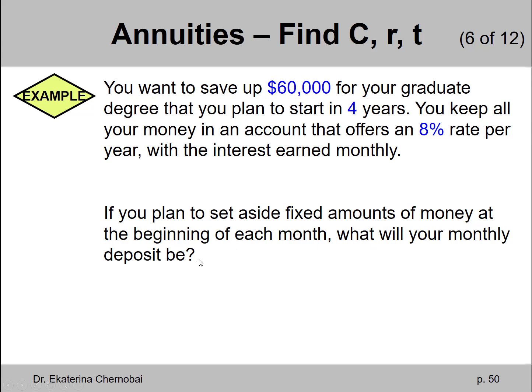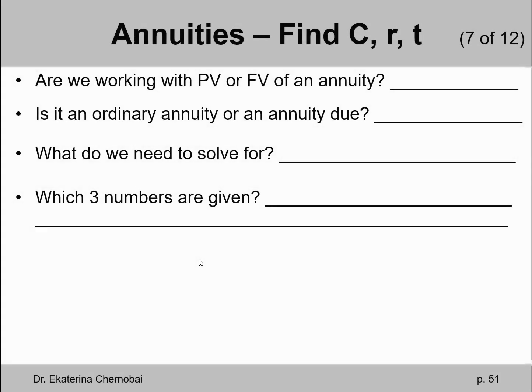So once again, the same 4 questions. Are we working with the present value or the future value of an annuity? Is it an ordinary annuity or an annuity due? What do we need to solve for, and which numbers are given?